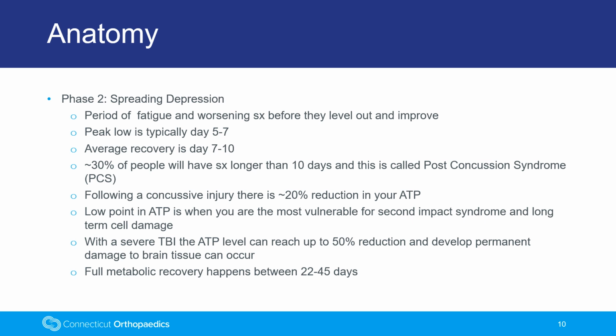In a typical concussion, our ATP reduction is approximately 20%, but in more serious TBIs, it can reduce by as much as 50%. At this level of ATP loss, we are at greater risk of permanent damage to the brain tissue.